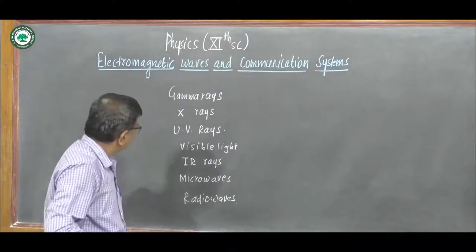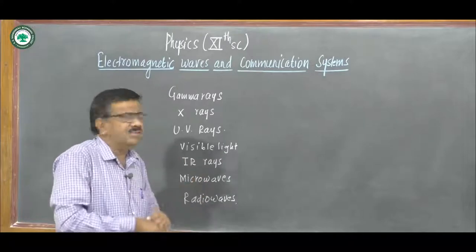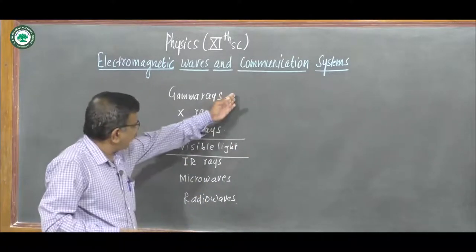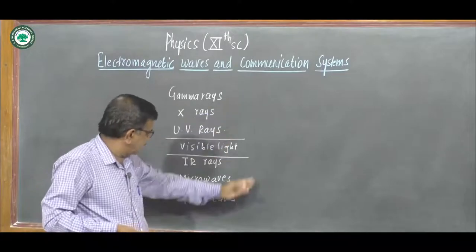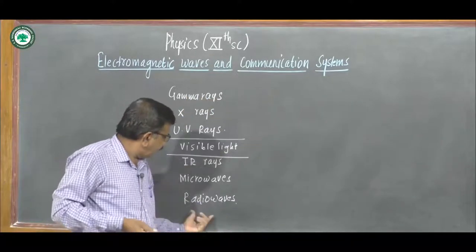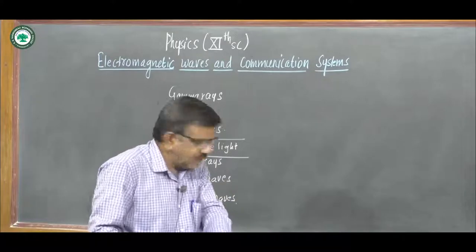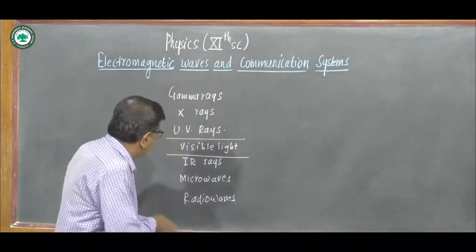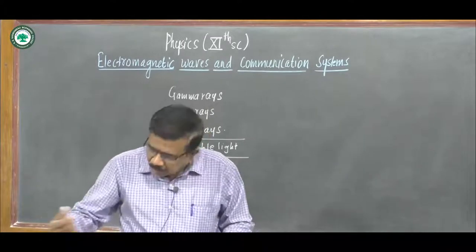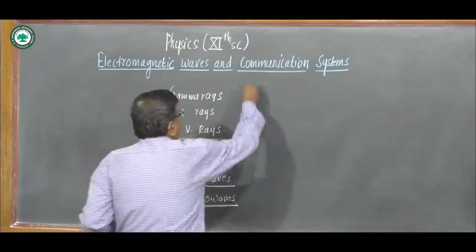This is the electromagnetic spectrum: gamma rays, X-rays, UV rays, visible light, infrared rays, microwaves, radio waves. This much part is visible to us. Frequency of gamma rays is very high. Frequency goes on decreasing. Frequency of radio waves is low, whereas wavelength of gamma rays is low and wavelength of radio waves is high. We have already studied the production, properties and uses of radio waves and microwaves. Now today we study the production, properties and uses of infrared rays.